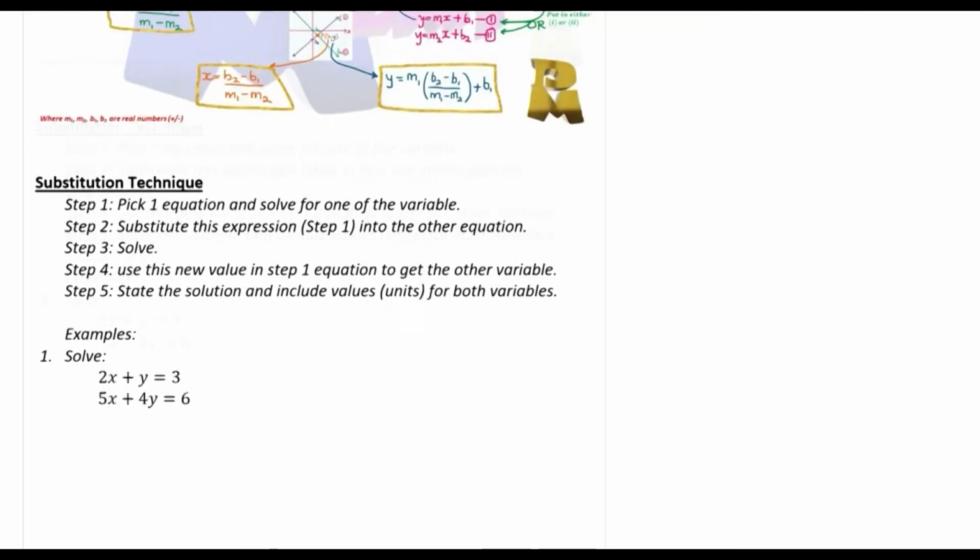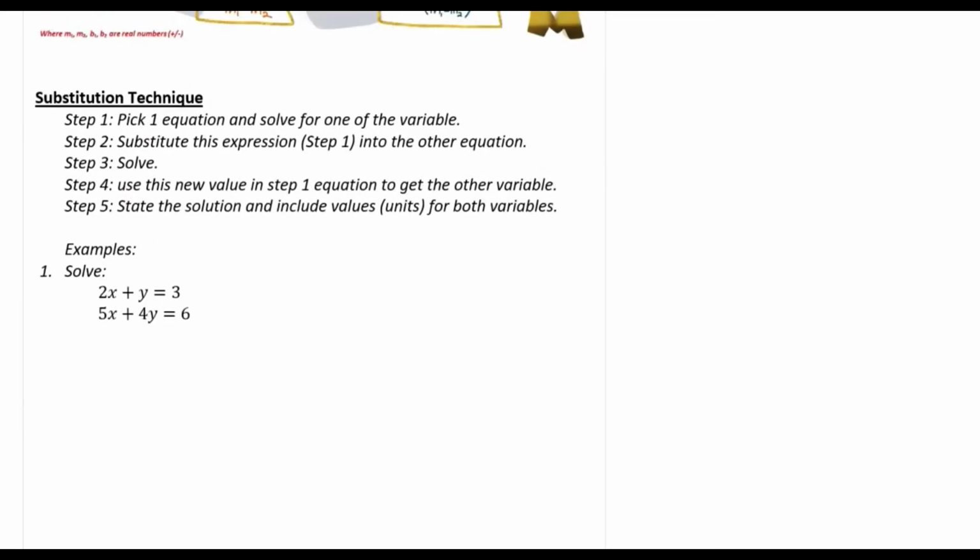So in here, these are the techniques required. First step, as always, is to pick one equation and solve for one of the variables, and the second step is to substitute the expression that you determined from step one into the other equation, and this is followed by solving for the other variable. And once you do that, use this new value in the step one equation to determine the other variable.